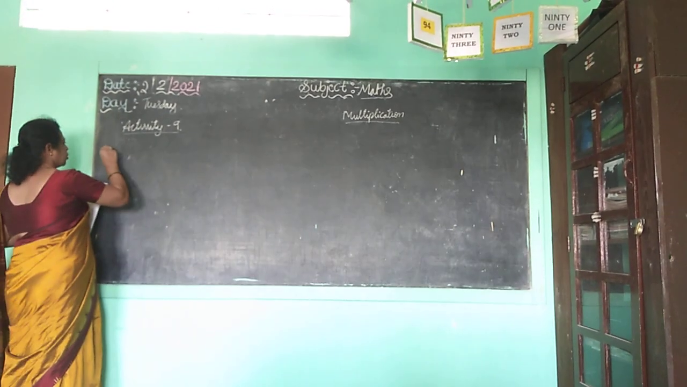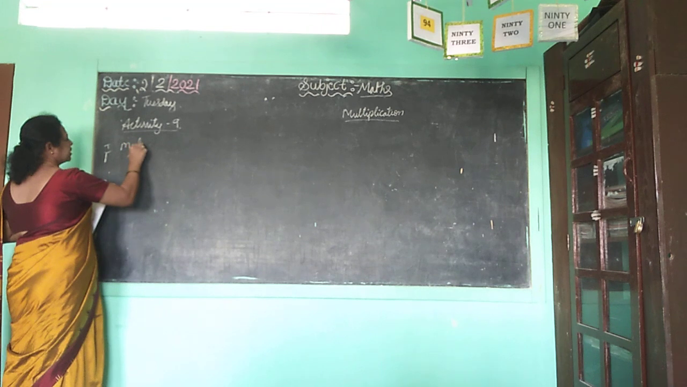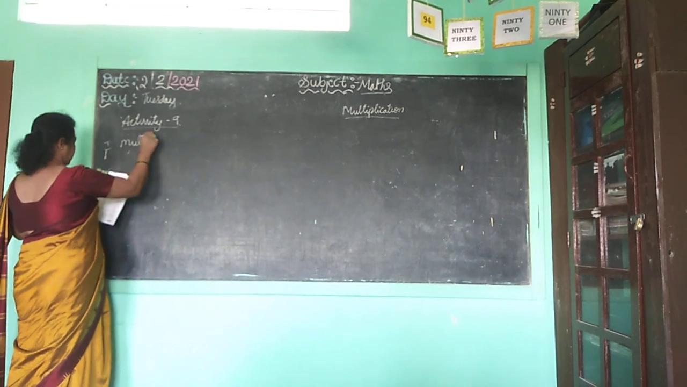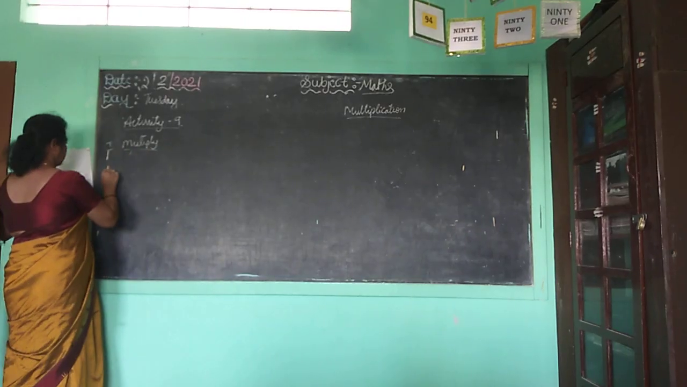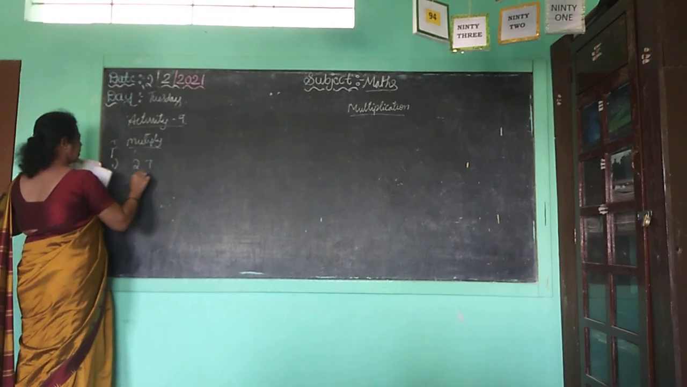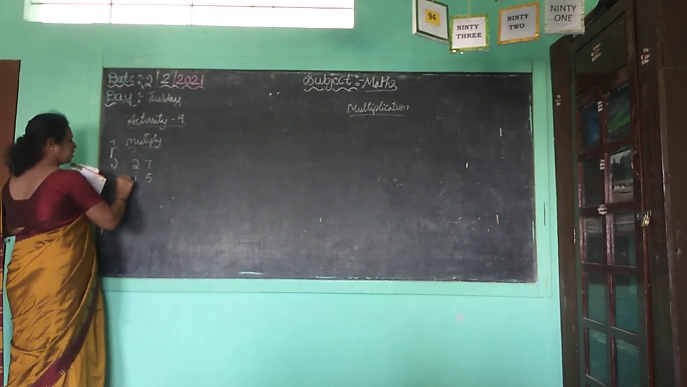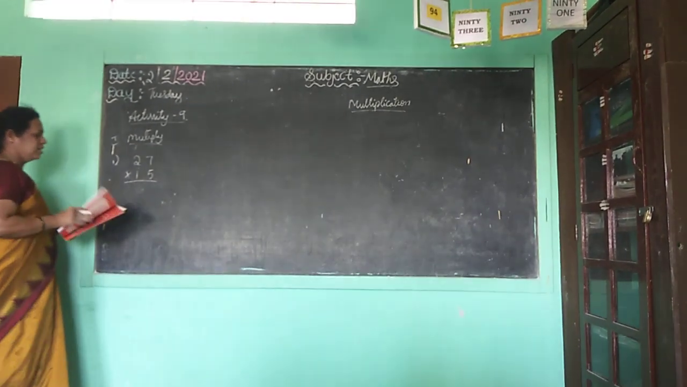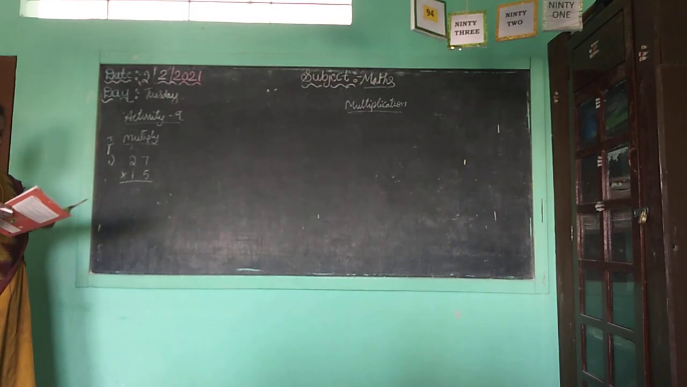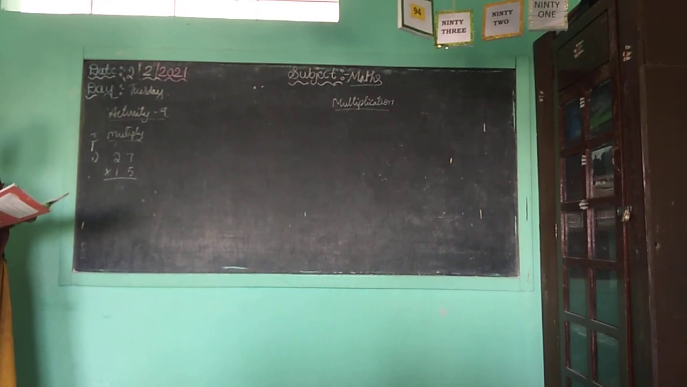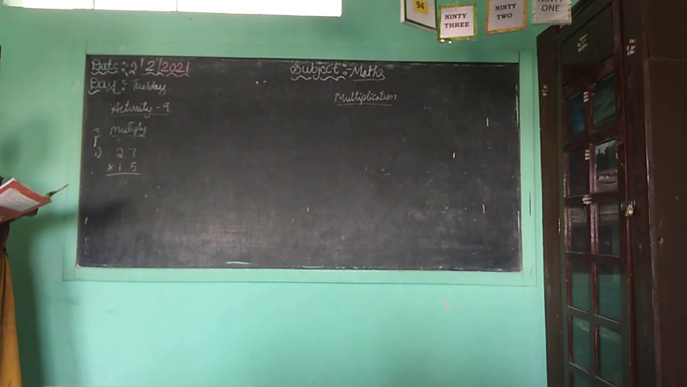See, the first one is what? Multiply. There are two methods. I will teach you, children. First sum is 27 multiplied by 15. See, the first method is shown in the example. Expand one number and then multiply.